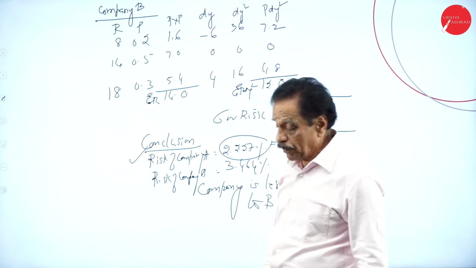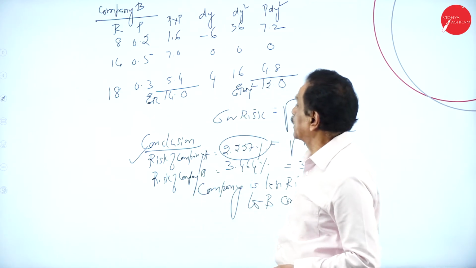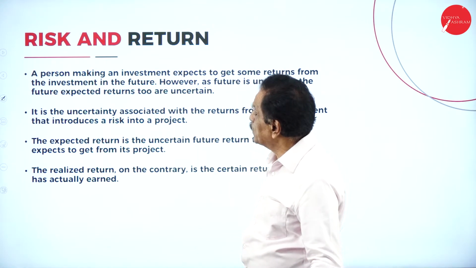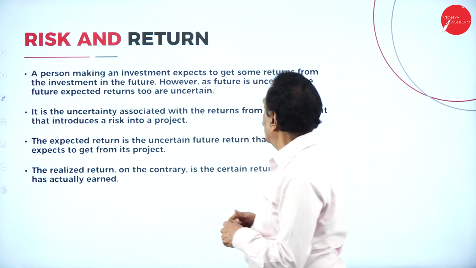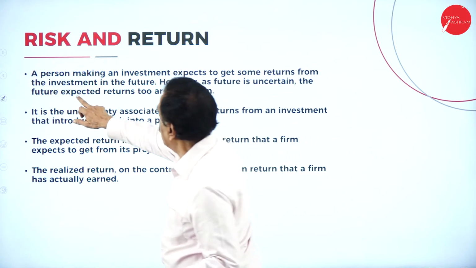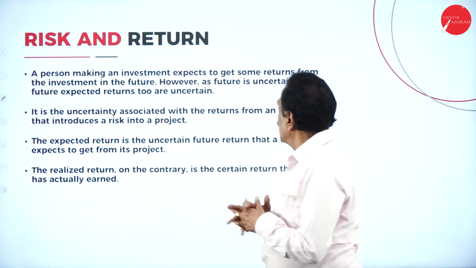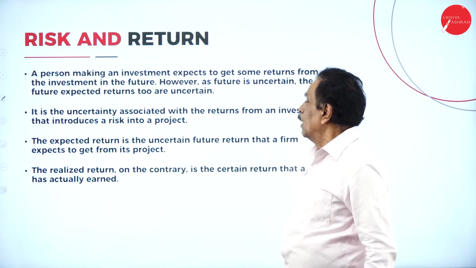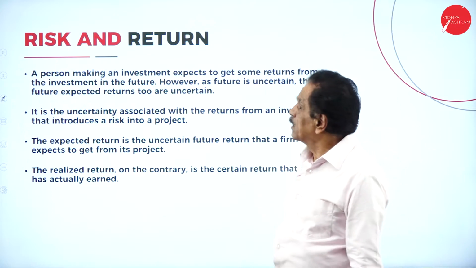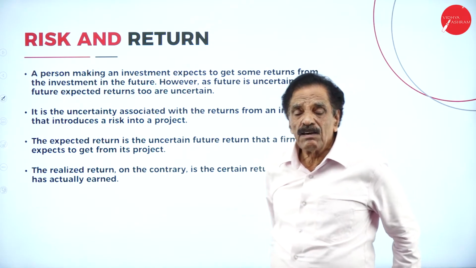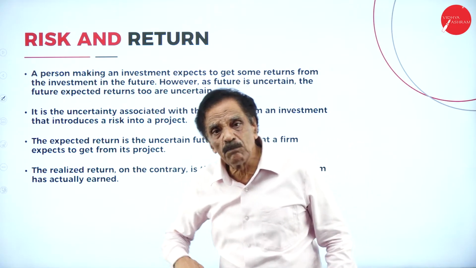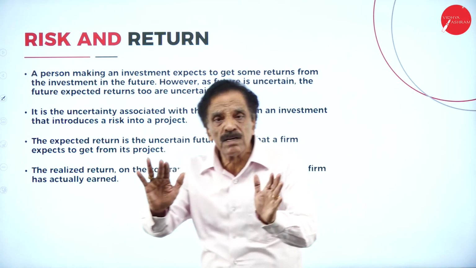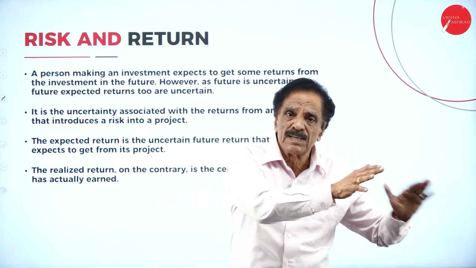So this is one type of problem. We'll move on to another type, risk and return. Most important, a person making an investment expects to get some return from the investment in the future. However, as the future is uncertain, the expected return is uncertain. So if we take more risk, we'll get more return. If we take less risk, we'll get less return. More risk, more return; less risk, less return.